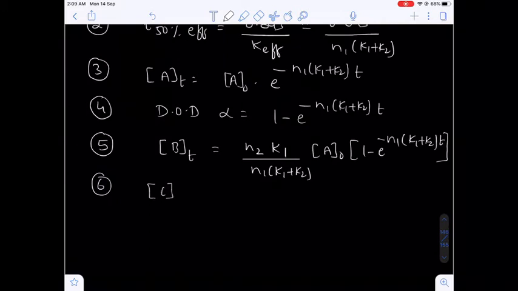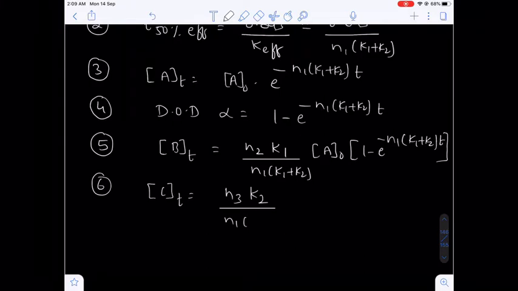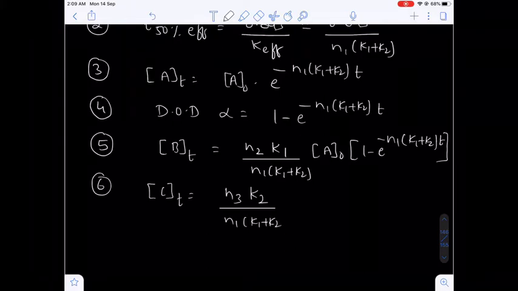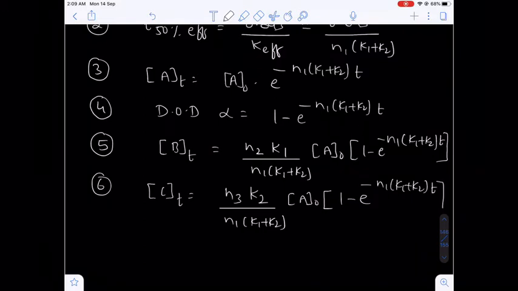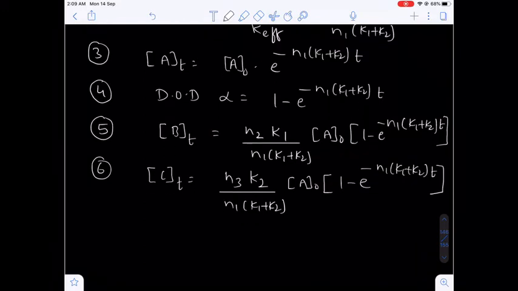Again, one more product is there, that is C. What is the concentration of product C at a certain time interval T? Now what will be the stoichiometry of product C? N3. And what is the rate constant for the formation of C? That will be K2 divided by K effective, that is N1 into (K1 plus K2), into the concentration of reactant at time T0 into 1 minus e to the power of minus K effective, that is N1 into (K1 plus K2) times the time interval. Are you getting my point?